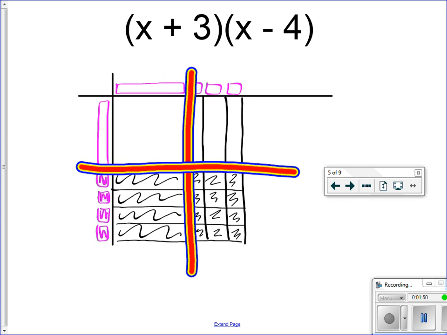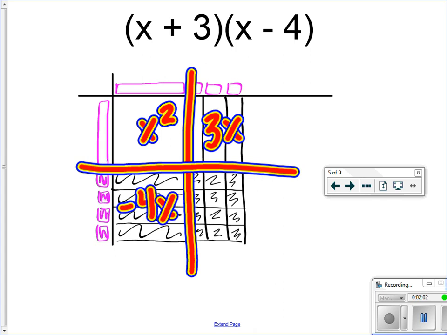What would this answer be? X squared. What's in this spot? 3 x's. What's in this spot? Negative 4x. And what's in this spot? Negative 12. Right? We were doing all of that on Friday.